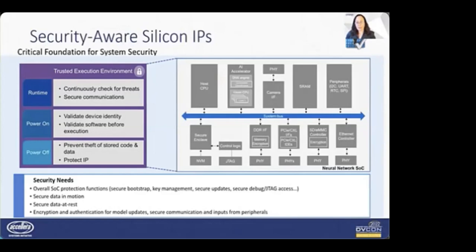For this application example, security needs to include overall SOC protection functions, such as secure bootstrap, to establish that the software or firmware of the product is intact. Key management, which is another very important security function. The secret key material should reside inside a hardware root of trust. Many neural network applications operate on large data sets that can often have significant privacy concerns associated with them. So protecting large data in memory, such as DRAM, is essential.